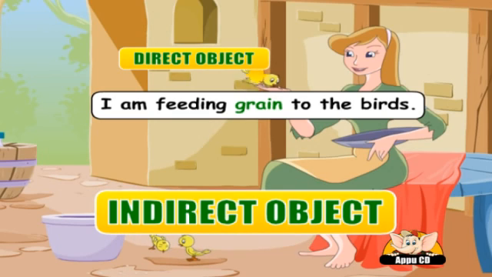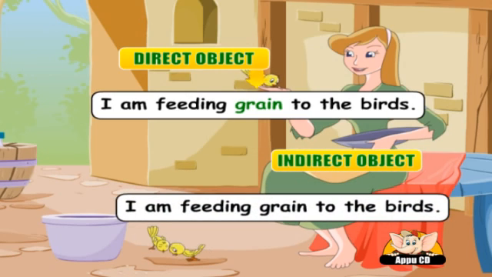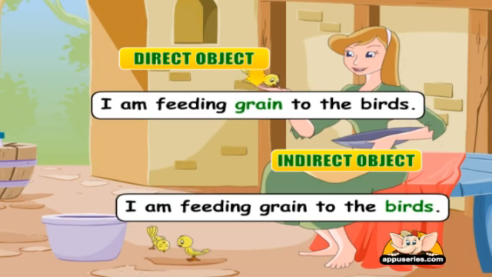An indirect object is a noun or pronoun which receives the direct object. Now that we know the direct object, it should be easy to find the indirect object too, right? The question is, who is the grain being fed to? The answer is the birds. The grain is being fed to the birds. Therefore, birds is our indirect object.